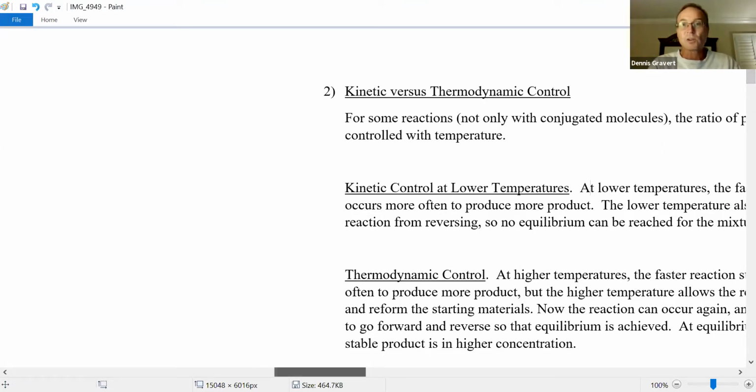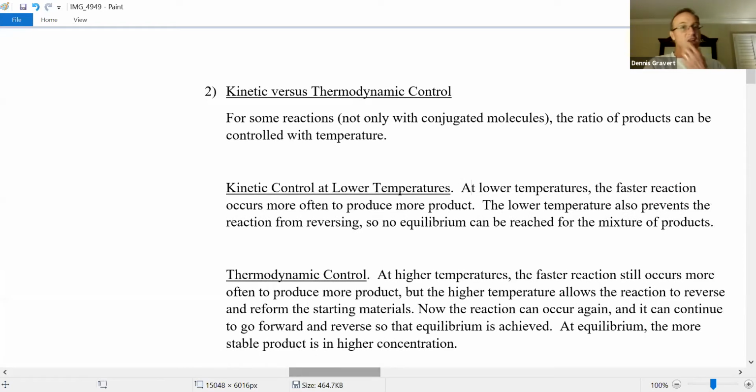Okay, and so you can actually control your product distribution. You can choose which product you want, the 1,2 product or the 1,4, using temperature. And here's how it plays out. You get kinetic control at low temperatures. So lower the reaction temperature, and I don't know how low it takes. It depends on each reaction. Sometimes ice temperature works. You might need dry ice temperature. You might need liquid nitrogen temperature, or maybe at room temperature that's low enough. It depends on the reaction. But at some lower temperature, the faster reaction is going to occur more often and make the most product.